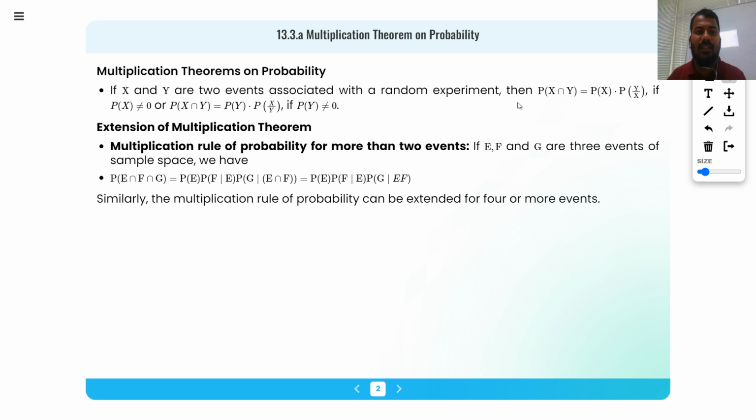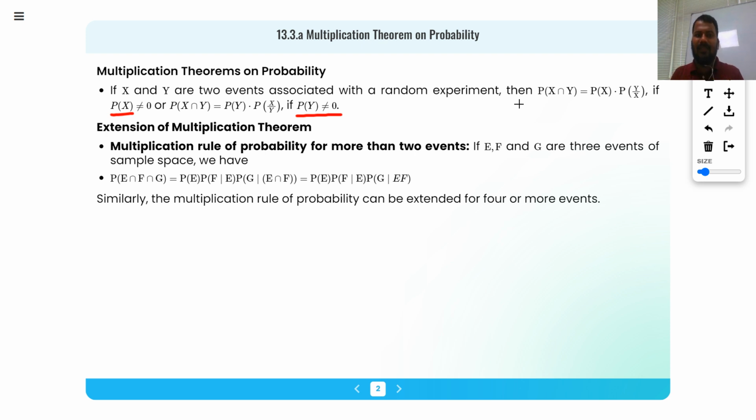In this particular case, you have to be very careful. The condition part, which is X, should never be equal to 0. This is very important. Or, for the second form, the probability of X intersection Y is the probability of Y times the probability of X given Y, provided the probability of Y is not equal to 0. Now this is the multiplication theorem for two events.